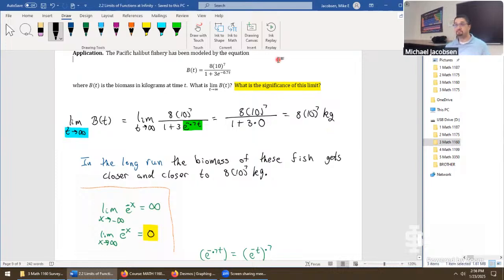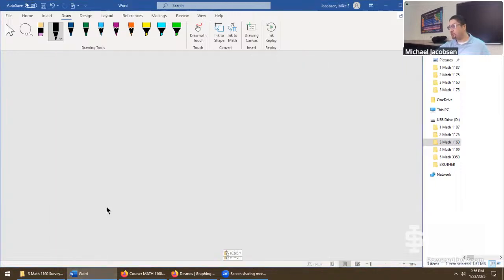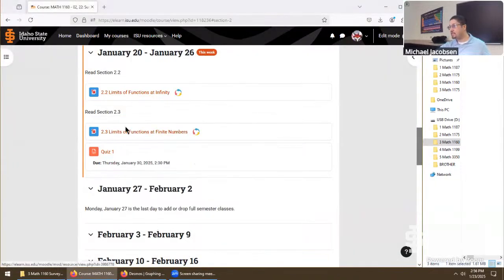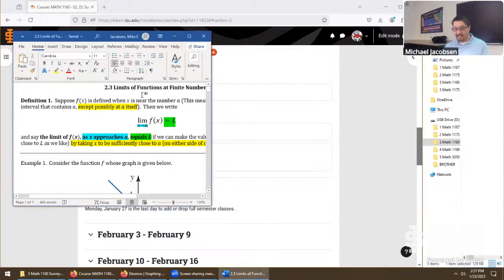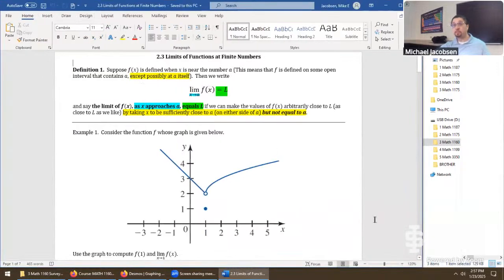Other questions so far? Okay, let's save this up. Takes a minute for this Word document to actually save. And now for our next section, we're going to be in 2.3, limits of functions now at finite numbers. Again, we're going to see this a couple different ways. 2.3 is going to be mostly a qualitative assessment or analysis of these kinds of limits. But that's a great way to absorb this information, of which there is, just like in the last section, quite a bit to get our hands on.